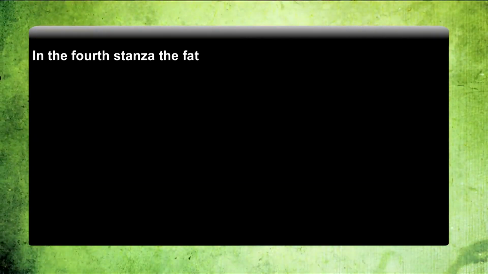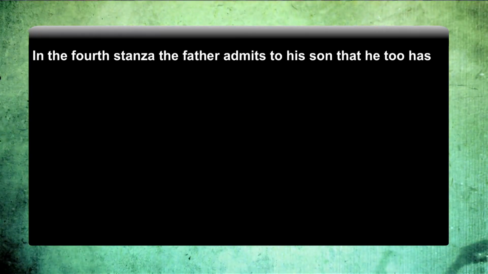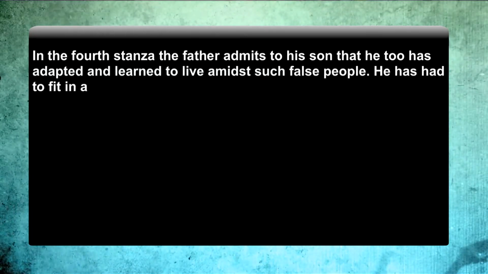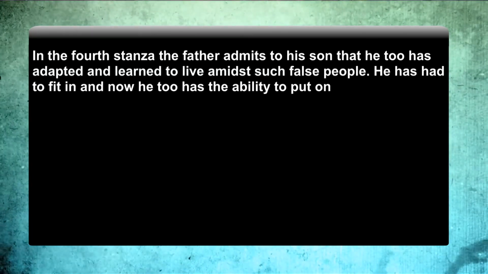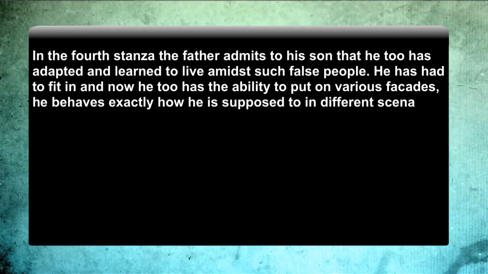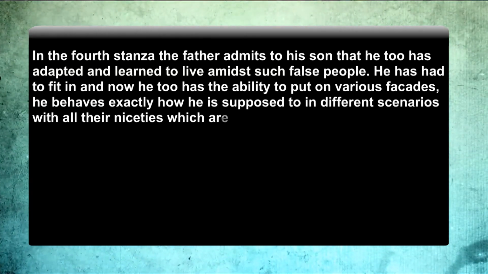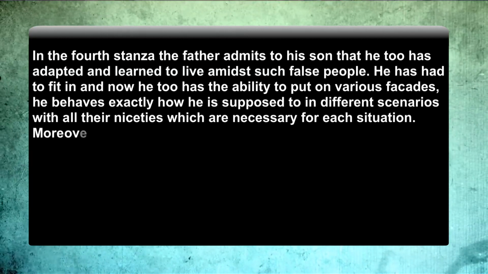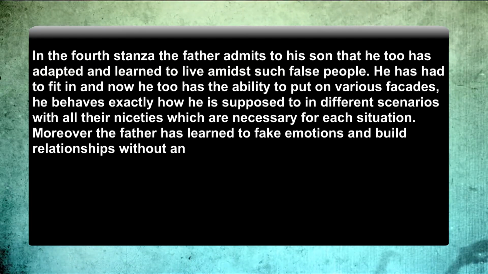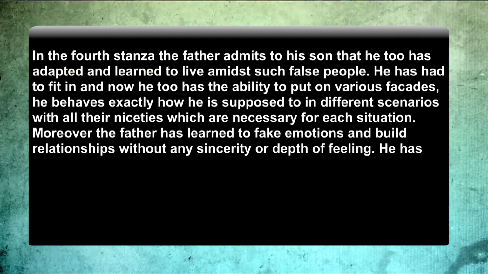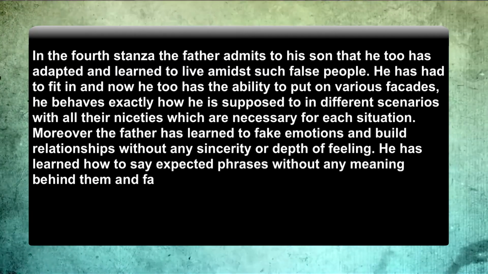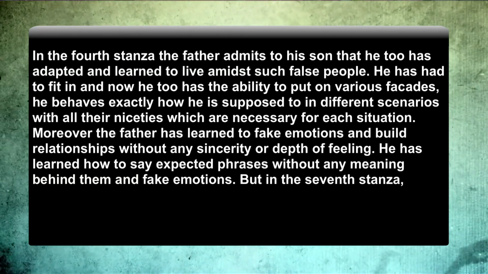In the fourth stanza of the poem, the father admits to his son that he too has adapted and learned to live amidst false people. He had to fit in, and now he too has the ability to put on various facades. He behaves exactly how he is supposed to in different scenarios with all their niceties which are necessary for each situation. Moreover, the father has learned to fake emotions and build relationships without any serenity or depth of feeling. He has learned to say expected phrases without any meaning behind them.